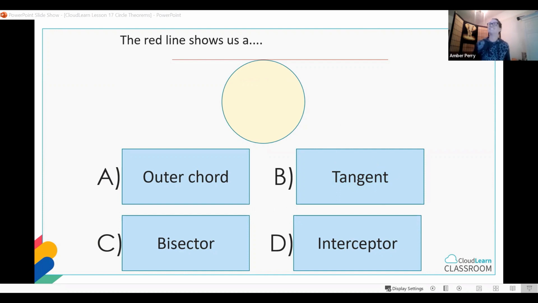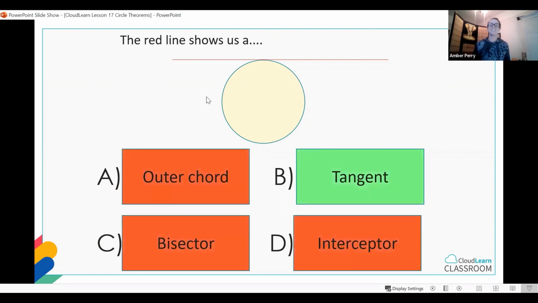It's a tangent. Well done. Excellent. That was called a tangent. So a tangent is a straight line that touches the circumference once, but does not go through it. It just has that touch and then goes away. I'm going to use that a lot today. They appear in circle theorems.